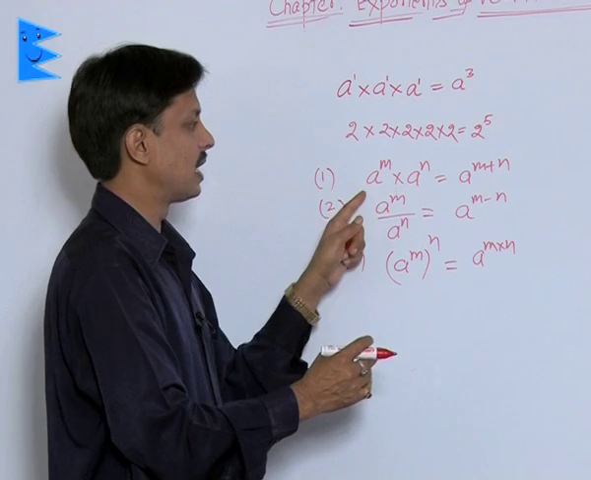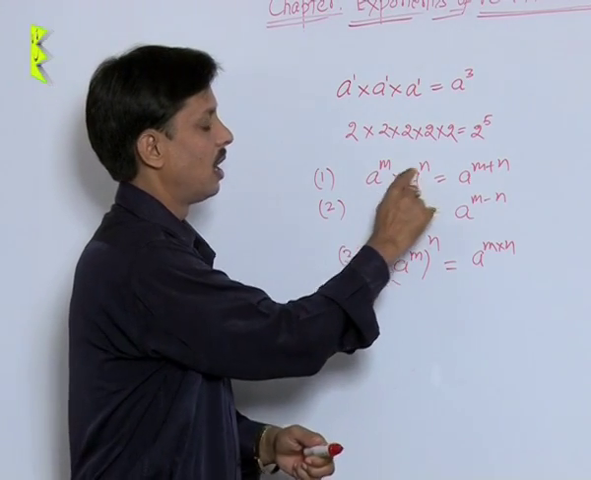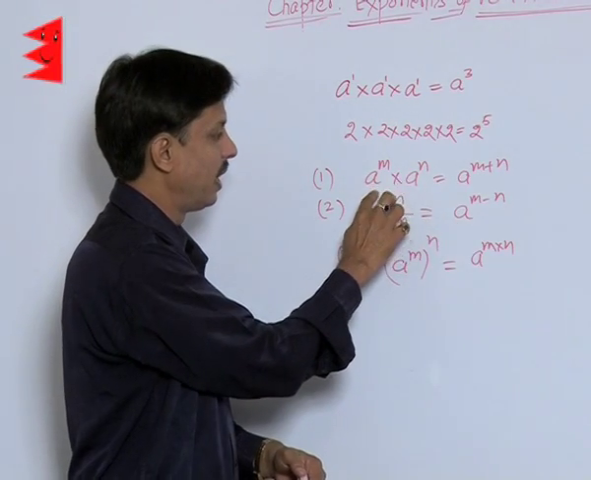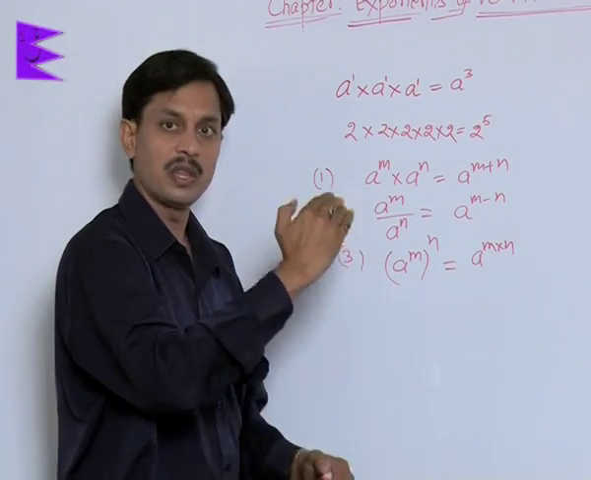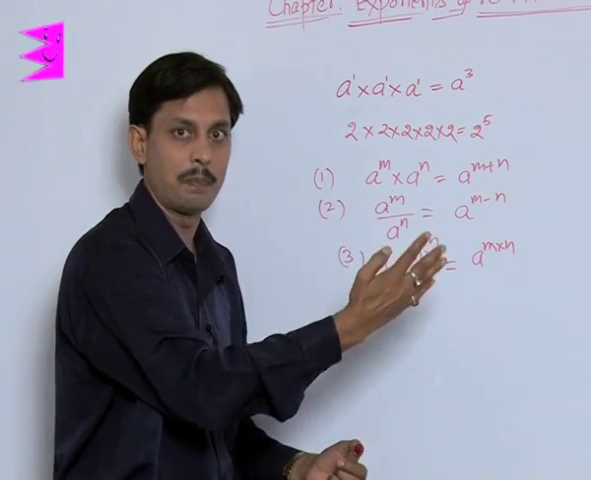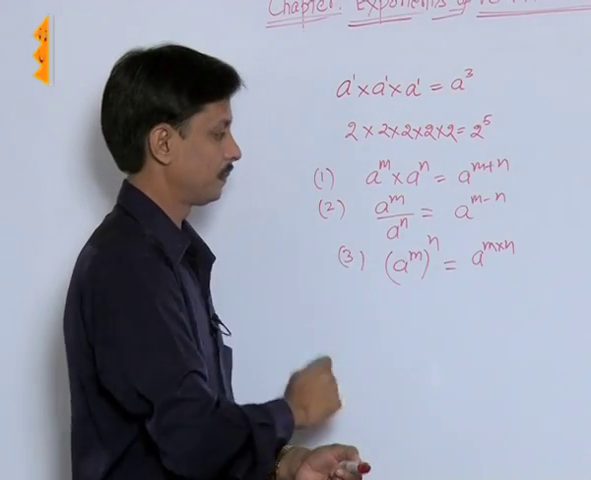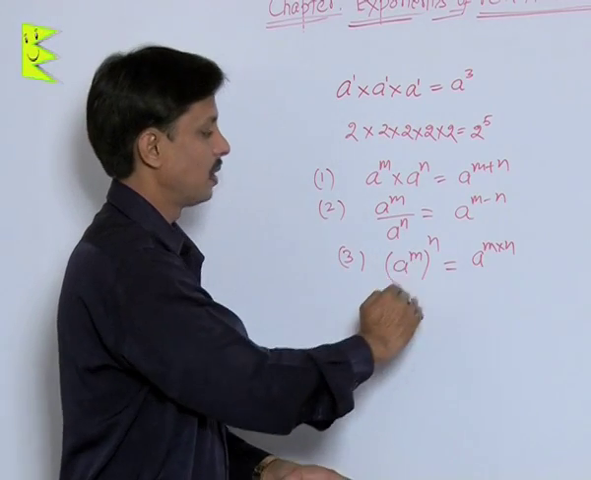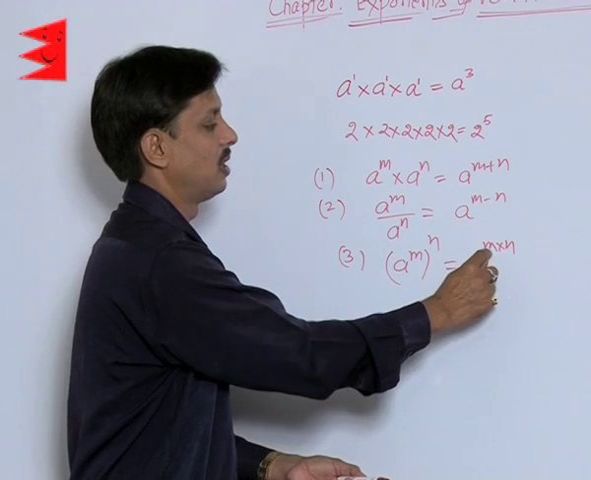So if the bases are the same, powers are different and the operation is product, the answer is the same base and the sum of all powers. It is not mandatory that we restrict it only to two factors. There may be a to the power m into a to the power n into a to the power p, then the answer will be a to the power m plus n plus p. In division, powers need to be subtracted. In the exponent, like this, a to the power m raised to the power n, the answer is a to the power m into n.